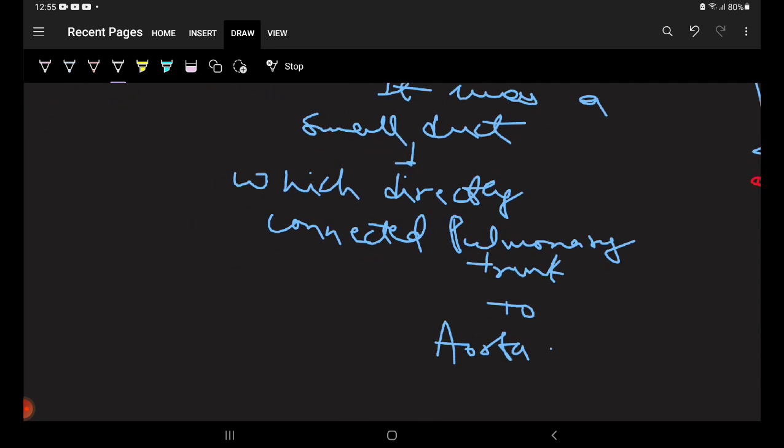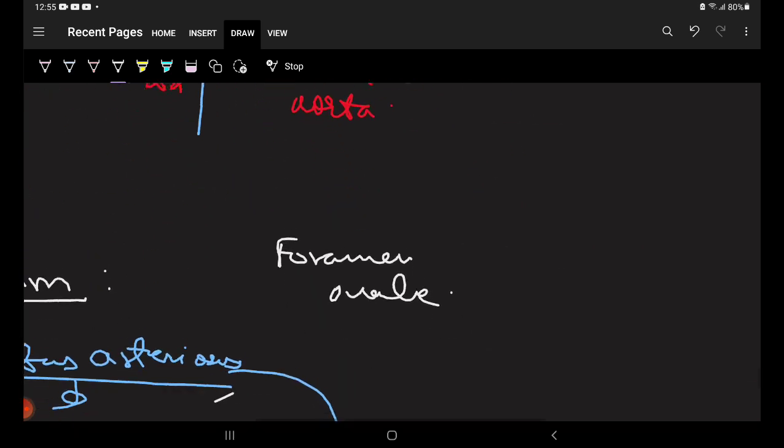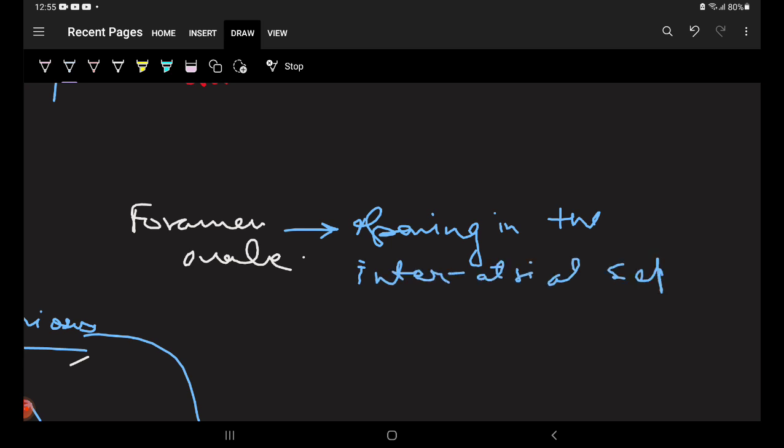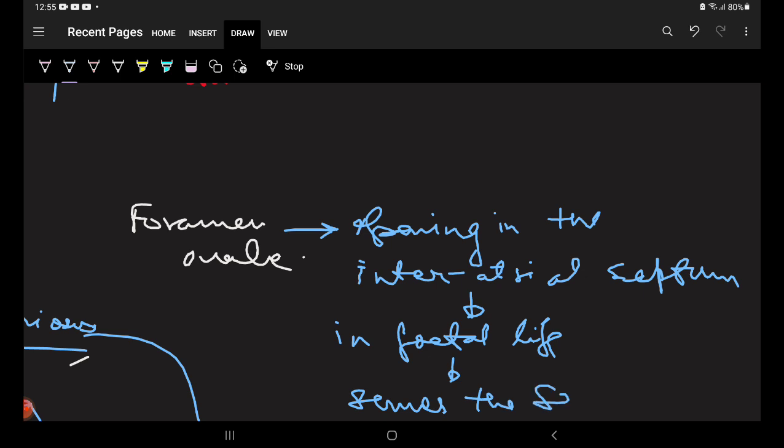There is one more structure which you have to study, which I wrote here, that is called the foramen ovale. The foramen ovale is an opening in the interatrial septum, and in fetal life it serves the same purpose.